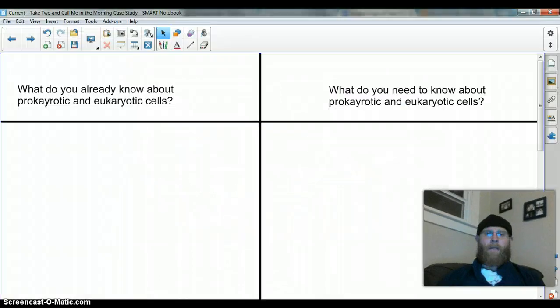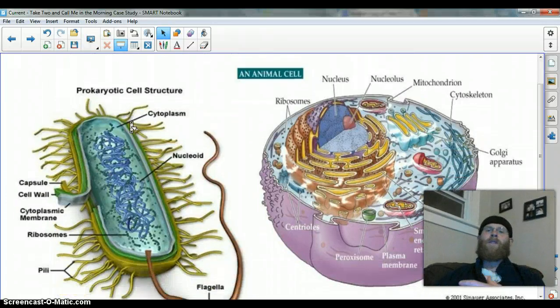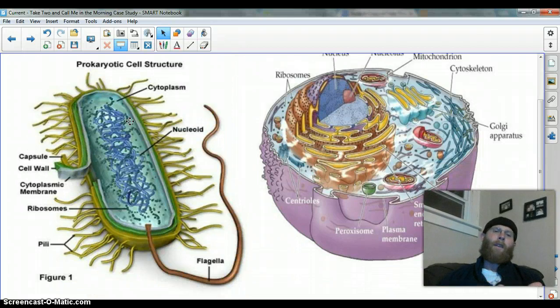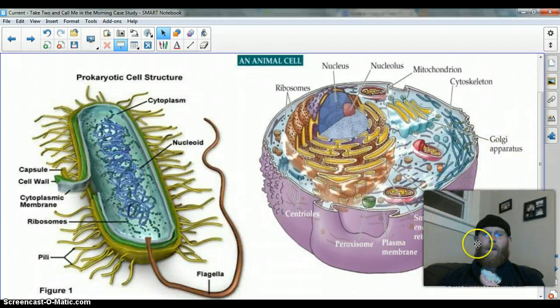But I'm going to save you a little bit of time and show you these diagrams here. Prokaryotic versus eukaryotic cell. These are just general, non-specific diagrams of what a typical prokaryotic cell might look like, and a model of what a eukaryotic animal cell might look like. This may jog your memory. We've got the prokaryotes over here, the eukaryotic cell over here. As you're looking at these terms and parts, do you remember what they are? Do you remember what they do?